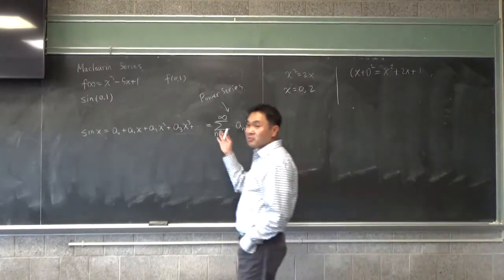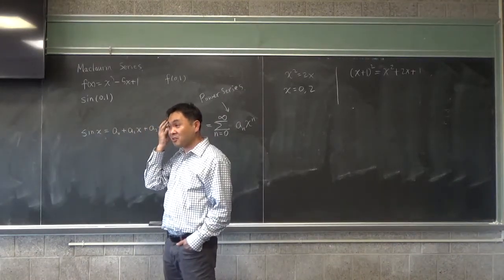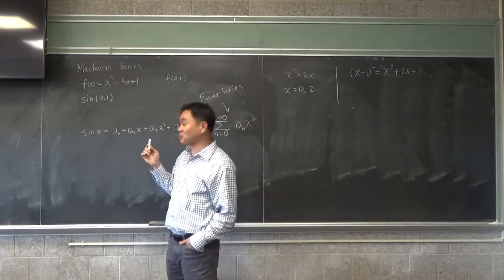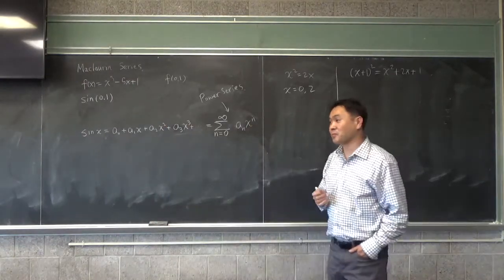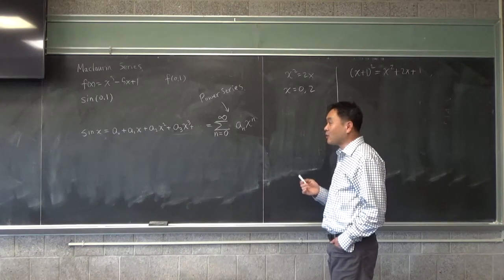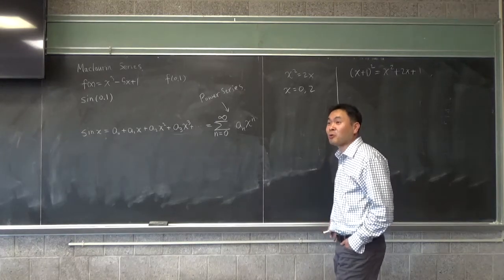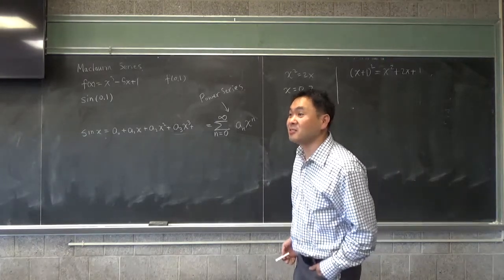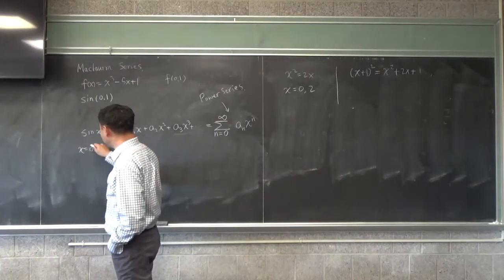Now, if two sides are equal for all values of x, if they're equal as functions, there's a nice trick that we can use to figure out what a0 is. What should we do? Any ideas? How can you find a0 if we know that the two sides should be equal for all values of x? Yes? Set x to 0. Yes, you plug in x equals 0.